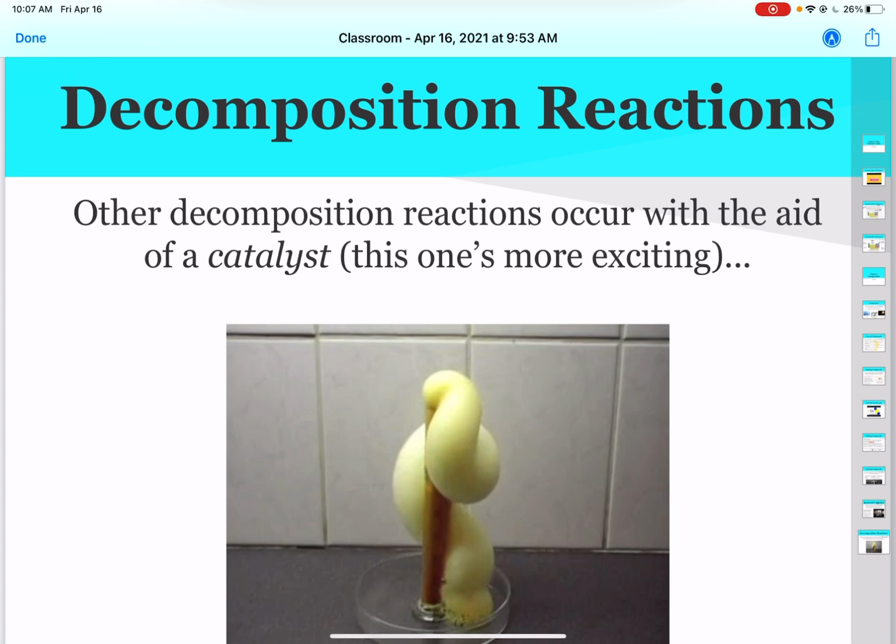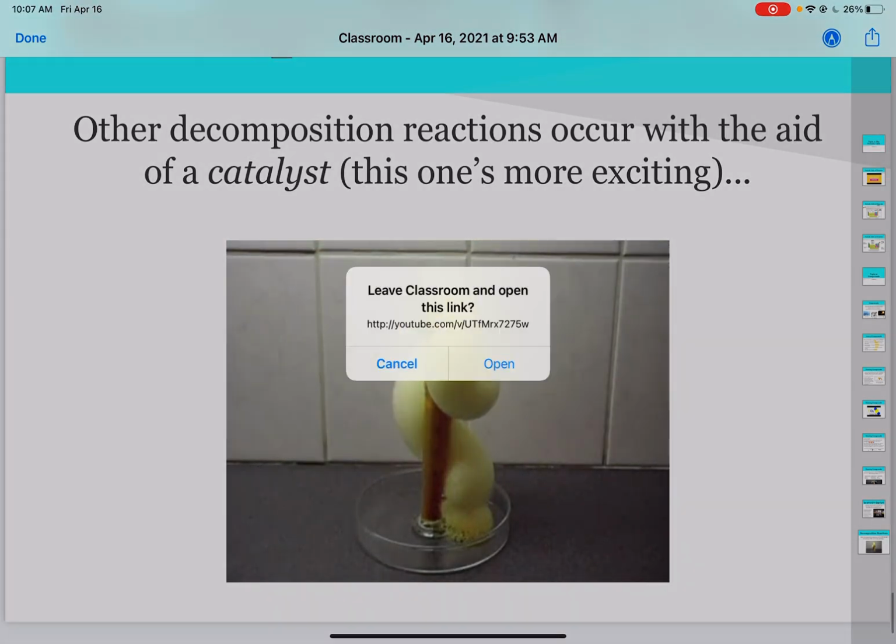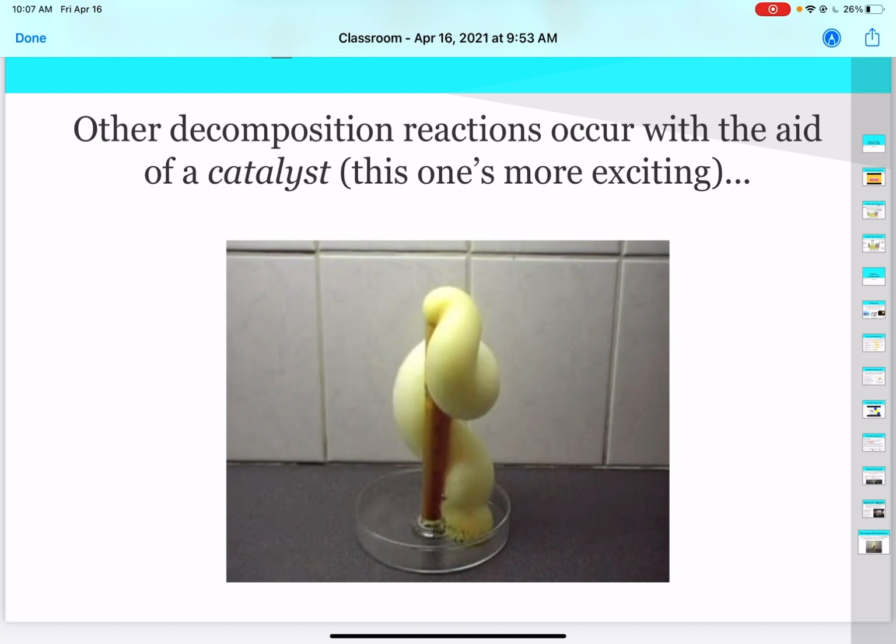Other decomposition reactions occur with the aid of a catalyst, and this is one of the more exciting ones. I will post that as well. This is elephant toothpaste. And you guys may have seen this in the past. But basically, to break some of these things down, sometimes you need to add something else to help it do that. And you did that with water because you added electricity. You can add other elements or compounds to help things break down as well, and that would be elephant toothpaste. So I will post that video as well.